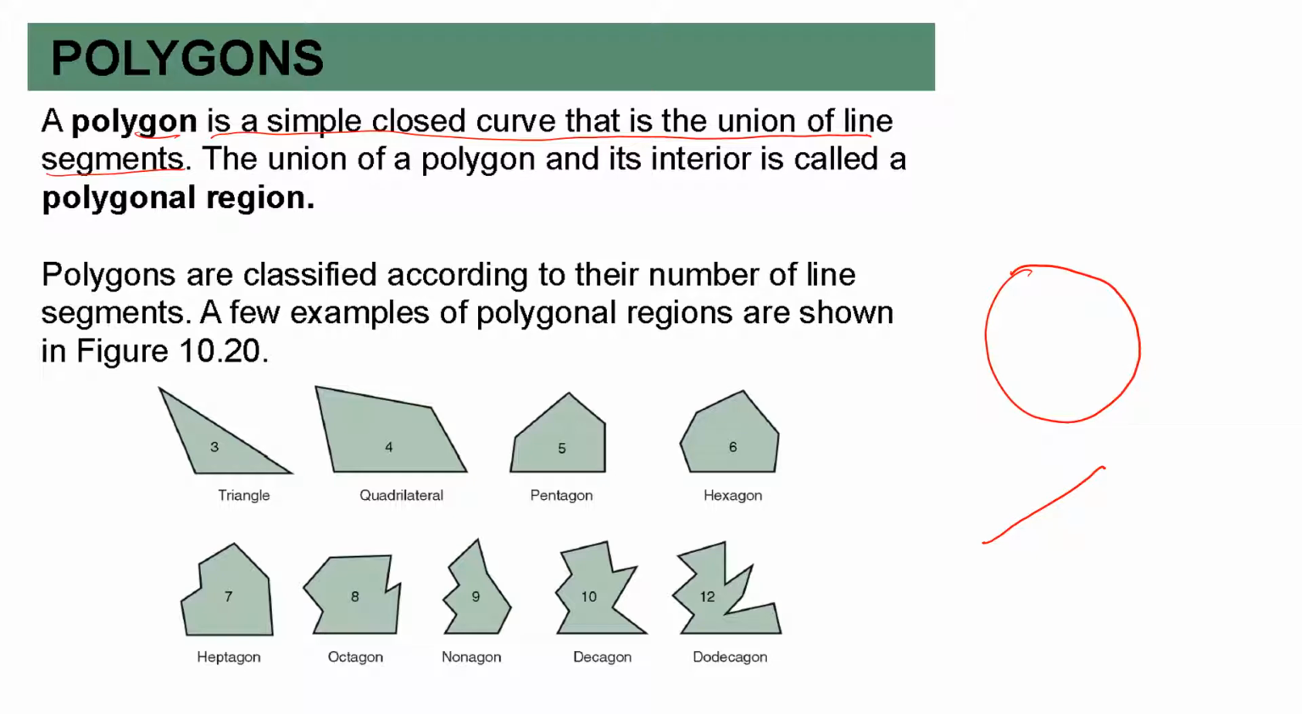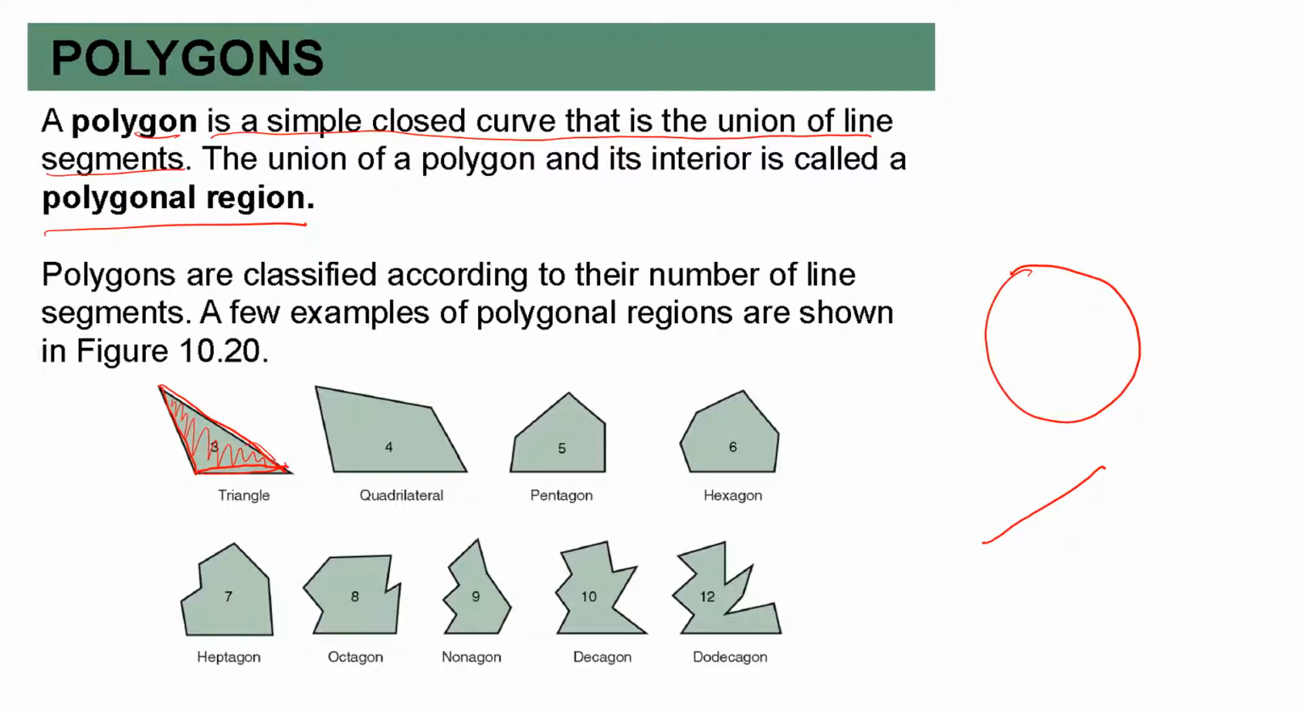So if I take a simple closed curve whose sides are line segments, that's the polygon, and if I union it with the points inside, all that together is called the polygonal region.